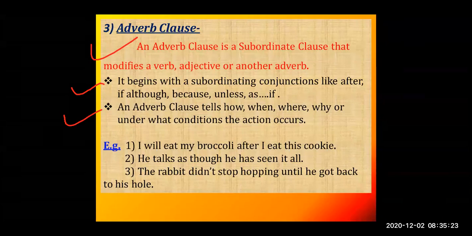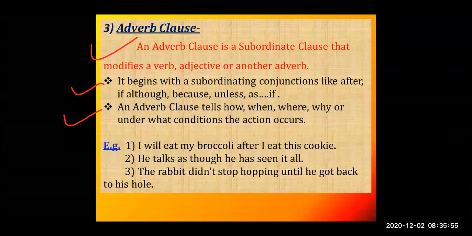So what is the definition of our adverb clause? An adverb clause is a subordinate clause that modifies a verb, adjective, or another adverb. It begins with subordinating conjunctions like after, if, although, because, unless, as if. An adverb clause tells how, when, where, why, or under what condition the action occurs.